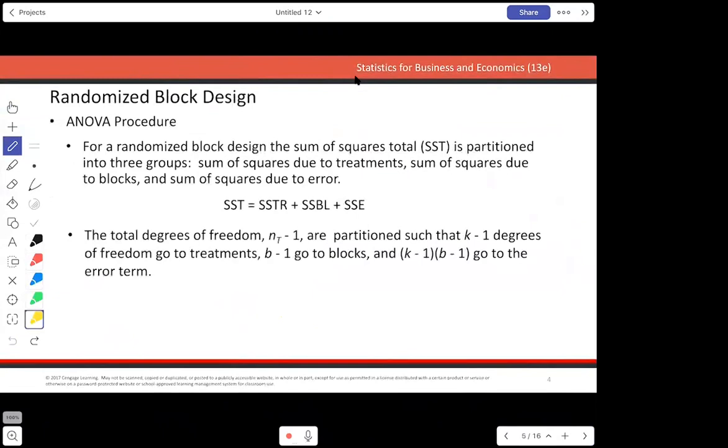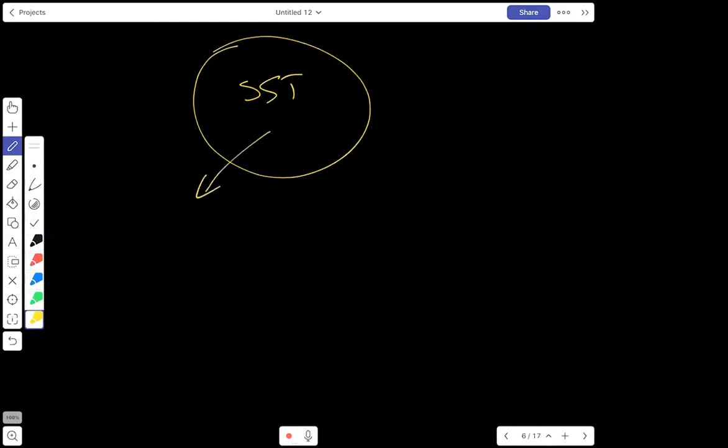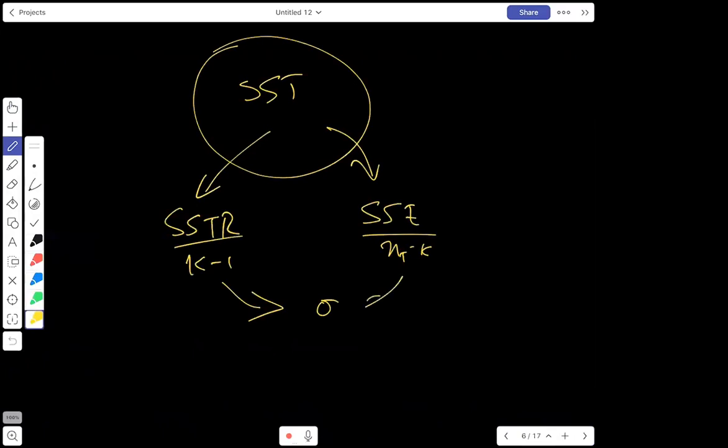All right. So let's see what happens. In the first case, when we took the overall sum of squares, SST, total, what we did was we broke that down into the sum of squares due to the treatments and the sum of squares due to the error, and then we used those two things with your k minus 1 or your nt minus k to give us an estimate for sigma.